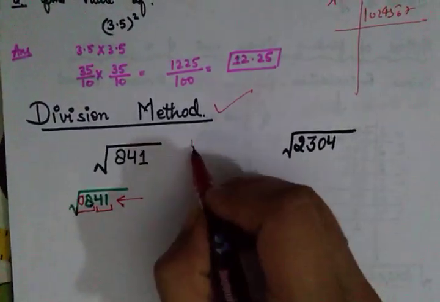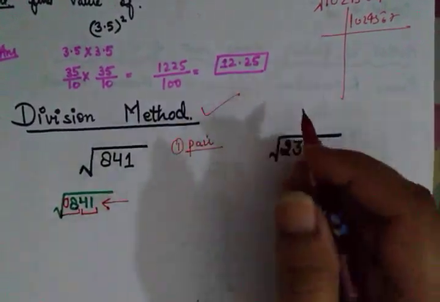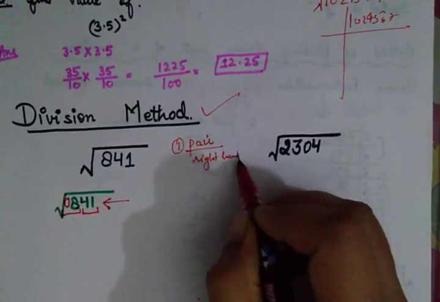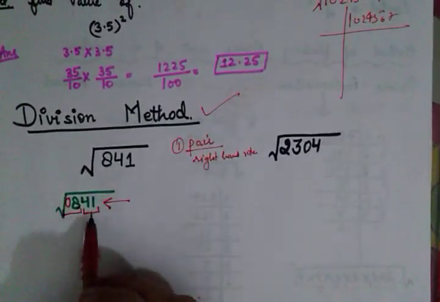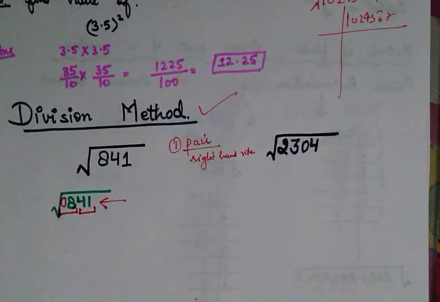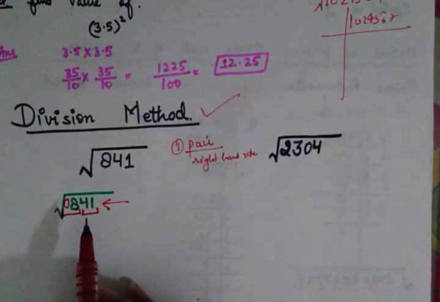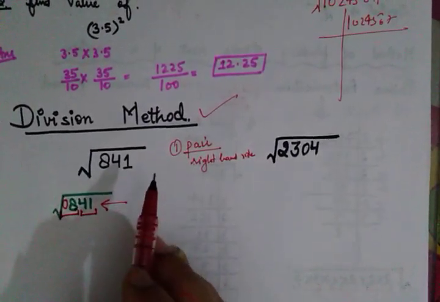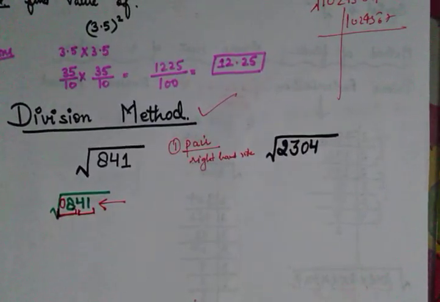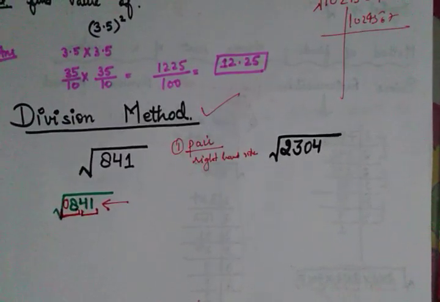So the first step is making the pair, and pair from where? The right hand side. So I started from the right hand side. 41 was in one pair and 8 along with the 0 is in the other pair. Now what is the square of a number which is nearest to 8? Listen to it once again. What is the square of a number which is nearest to 8?